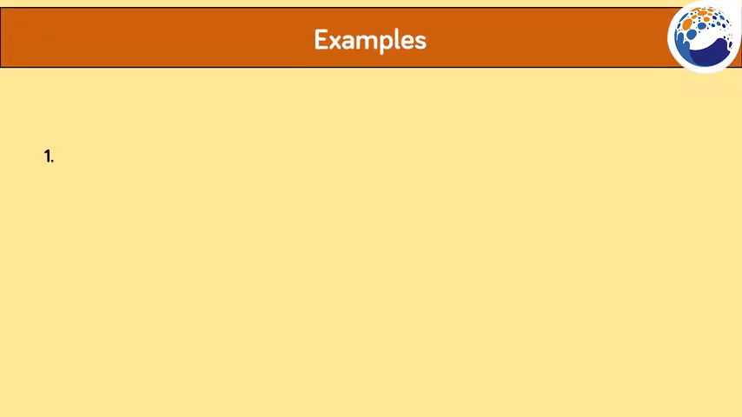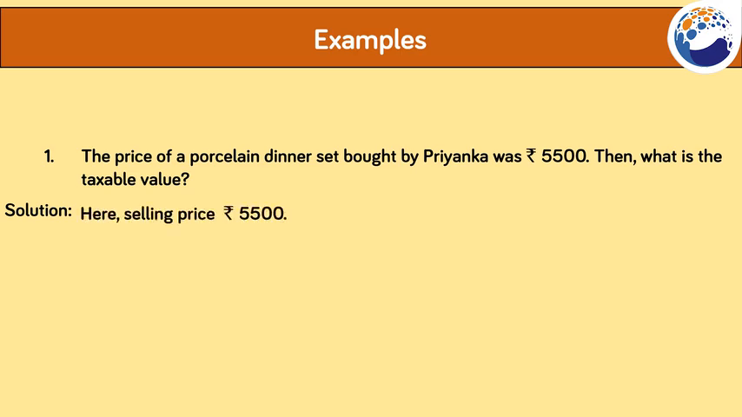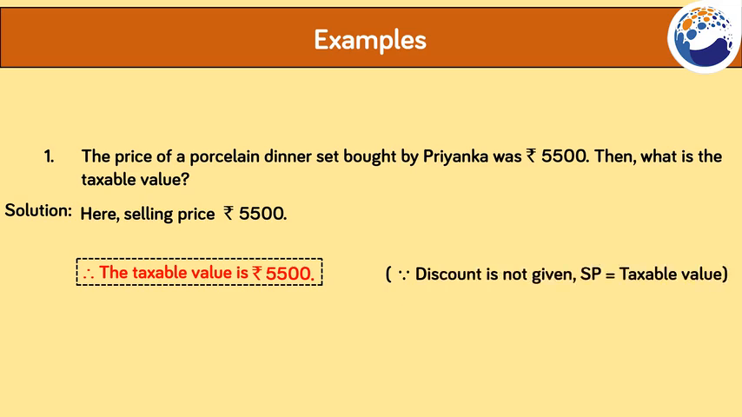Examples: 1. The price of a porcelain dinner set bought by Priyanka was rupees 5,500. Then what is the taxable value? Solution: here selling price is equal to rupees 5,500. Therefore, taxable value is rupees 5,500, since discount is not given, SP is equal to taxable value.